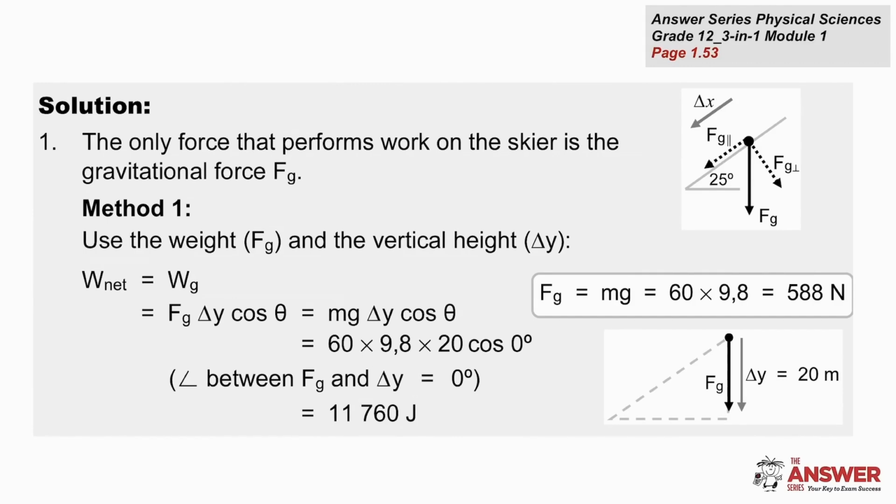The free body diagram is straightforward. The only force accelerating the skier is gravitational force. The easiest way to find the work done by the gravitational force is to use the downward displacement delta y. Both vectors go in the same direction, so theta is equal to 0 degrees and the work done equals 11,760 joules.